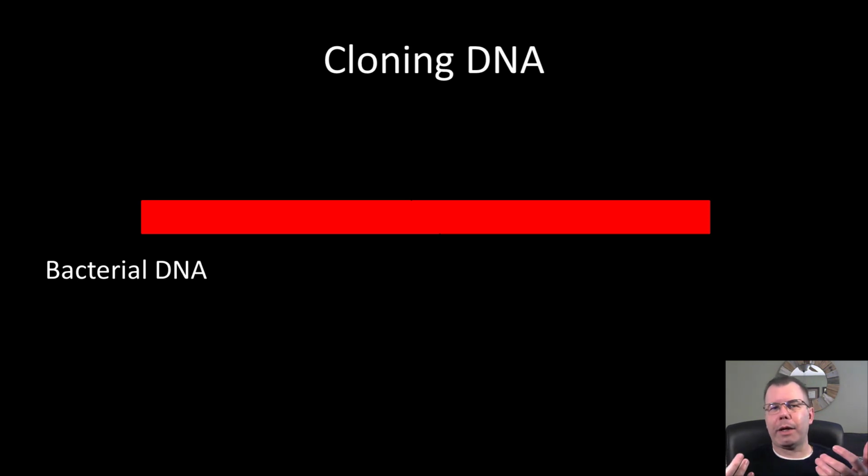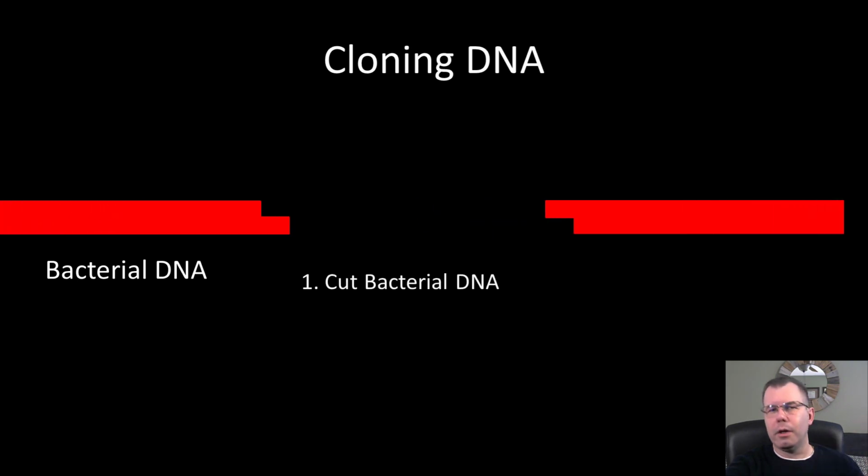And that was the idea back in the 70s. So we have the system: we can cut DNA, we can glue it back together. How about we take the human insulin gene, pop it into bacteria and see if we can make human insulin? So the idea was, okay, we have this bacterial DNA, we'll cut it with a simple enzyme. You can see we have these sticky ends.